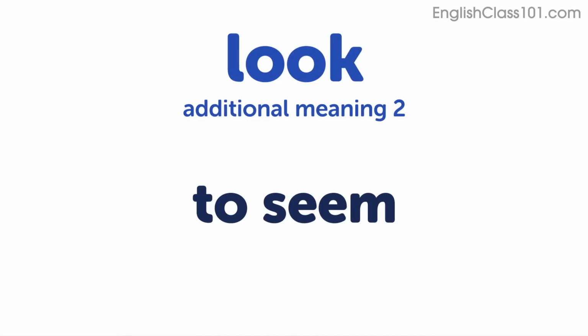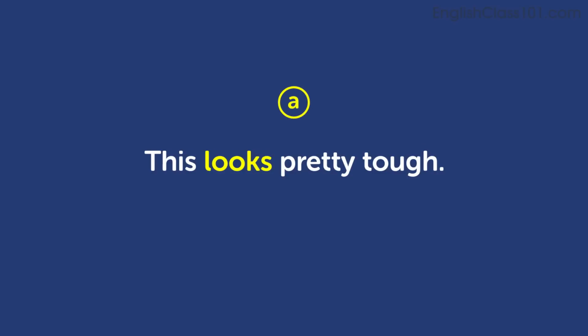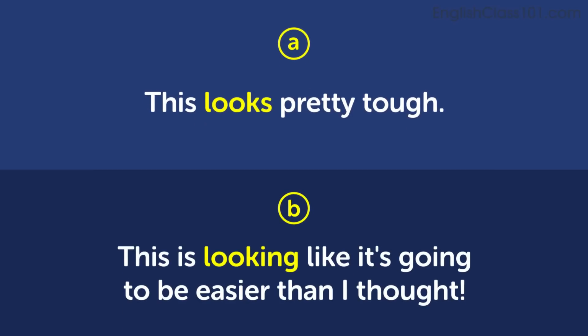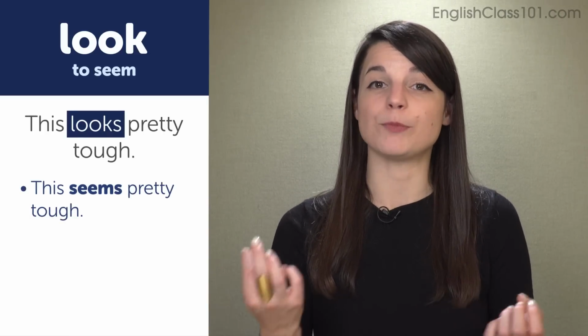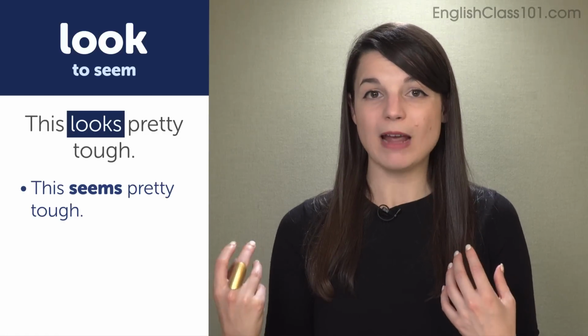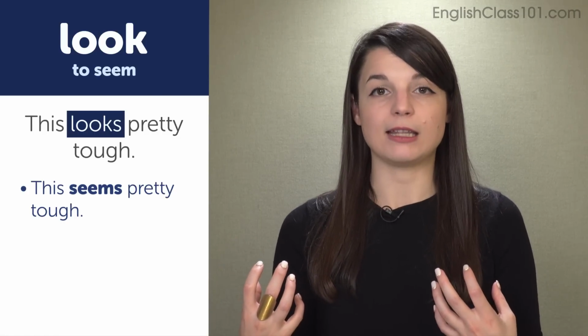The next meaning is to seem. Here are some examples. This looks pretty tough. This is looking like it's going to be easier than I thought. In these example sentences, we can replace the verb look with seem, and the meaning stays the same. So this looks pretty tough has the same meaning as this seems pretty tough. So to seem and to look have the same meaning in these examples.